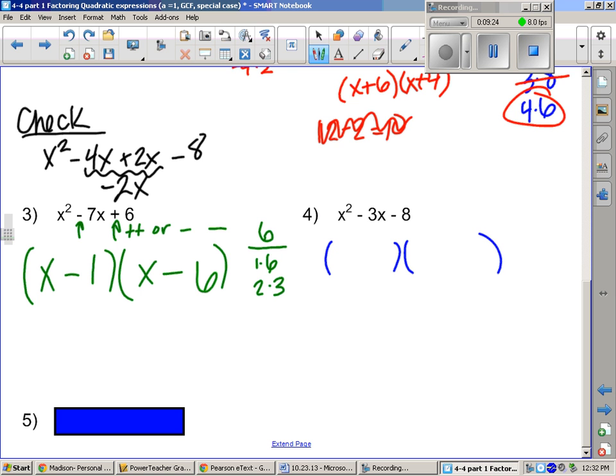All right, next. I've got a minus. So again, that means one of each. That's right. The only way to multiply to get a negative is a positive and a negative. Got to be an x and an x. Factors of 8. Kendra, go. 1, 8, 2, 4. That's it.